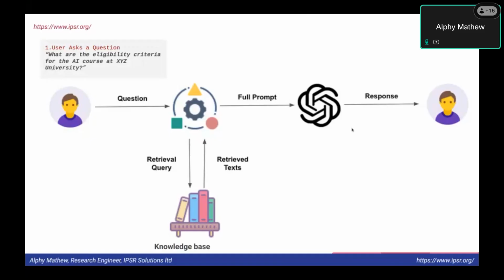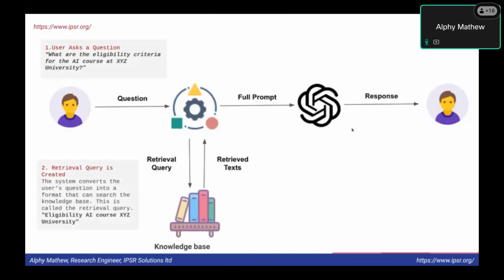Then what happens next, in the second step, is that the retrieval query is created. That is, the system creates a retrieval query. So first the user asks the question. After that, the RAG system will create a retrieval query. Then what is a retrieval query? The system takes your question and turns it into a searchable query. For example, it will simplify your question.